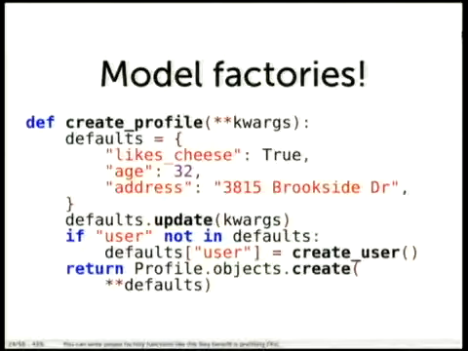So this is a very simple handwritten example that you might just write yourself. It's an example of a user profile model, which depends on having a user model. So what we do here is we set up some defaults. You can pass in keyword arguments to override any of the defaults that you care about. So if you don't care about the age or the address for a particular test, you don't have to specify them even though they're required fields. The factory function just takes care of that for you.